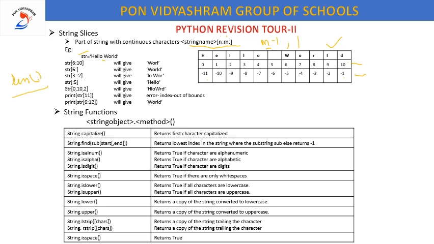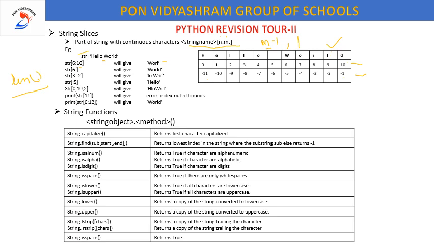So I have put there str of 6 colon 10. I said that we will be having only m minus 1. So till 9 I will be having. Look into the answer given here. So it starts from 6. So w, o, r till l it will be printing for me for my first example.